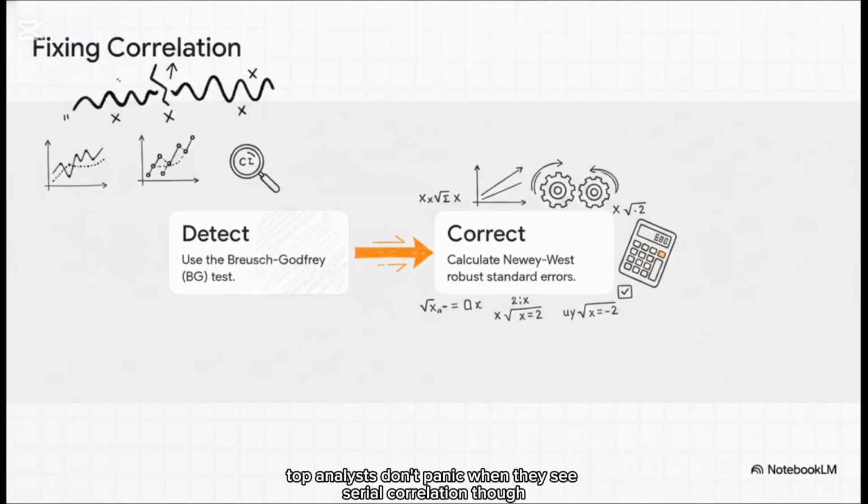Top analysts don't panic when they see serial correlation, though. They fight back. First, they detect it using the Breusch-Godfrey test, which accommodates serial correlation at multiple lags. Then, they fix it. They calculate heteroscedasticity-consistent Newey-West robust standard errors, recalculating their t-statistics to reflect the actual, true risk.